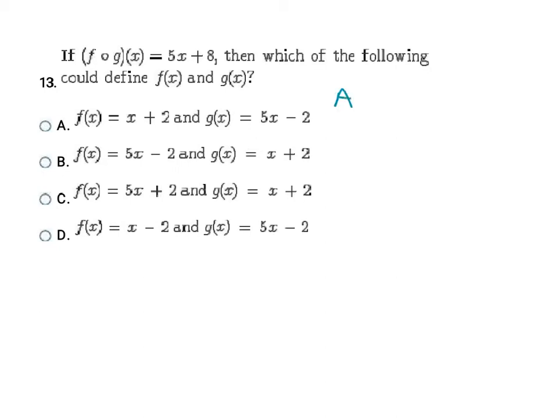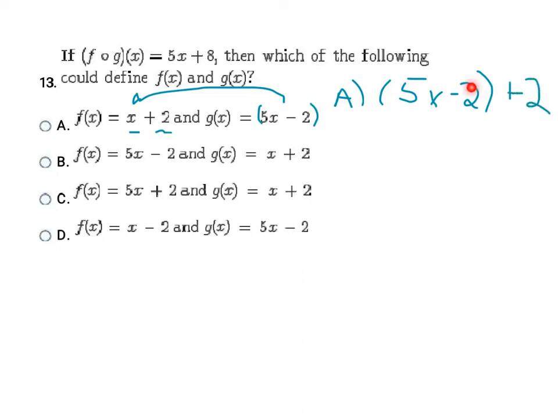So choice A, if I take that composition, G is second in my parentheses, so that means I'm going to substitute G into F. So that means anywhere there's an X in f of x, I'm going to replace that with all of g of x. So that means I'm going to have, instead of x, 5x minus 2, and then I have that plus 2 at the end.